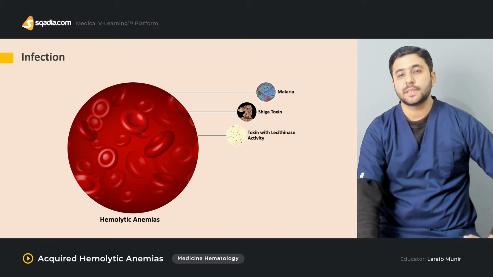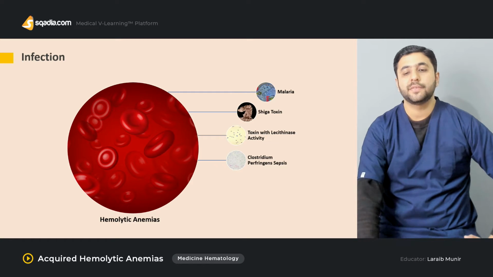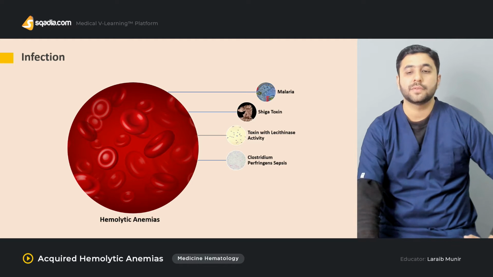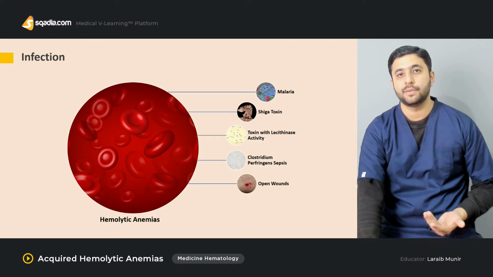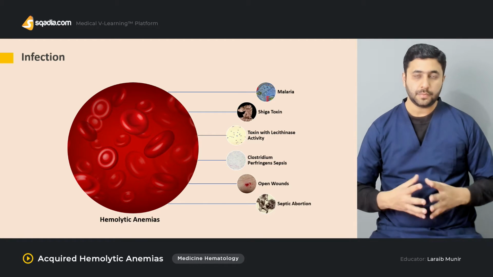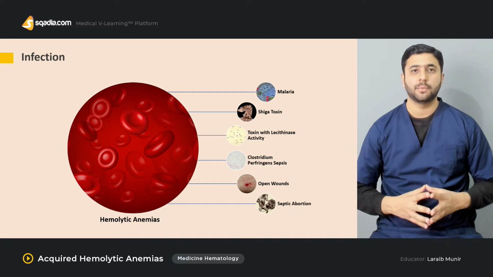Similarly, there is a specific toxin with lecithinase activity, which is produced by Clostridium perfringens species. This Clostridium perfringens, apart from causing other diseases, also causes a very abrupt and acute hemolytic anemia because of this toxin with lecithinase activity. And this Clostridium perfringens can get into our body either via open wounds, or the mother can also get infected if she has a septic abortion.